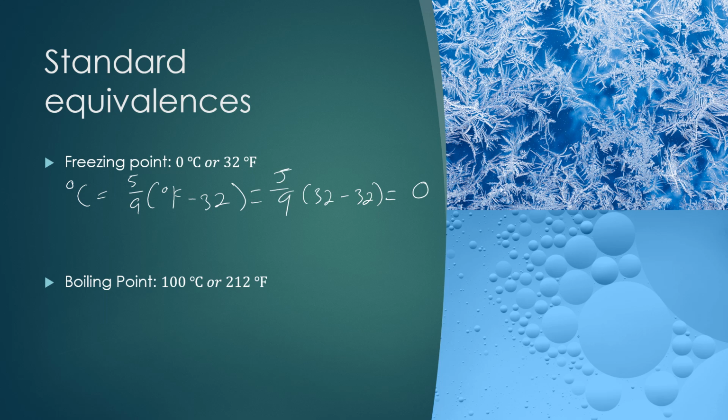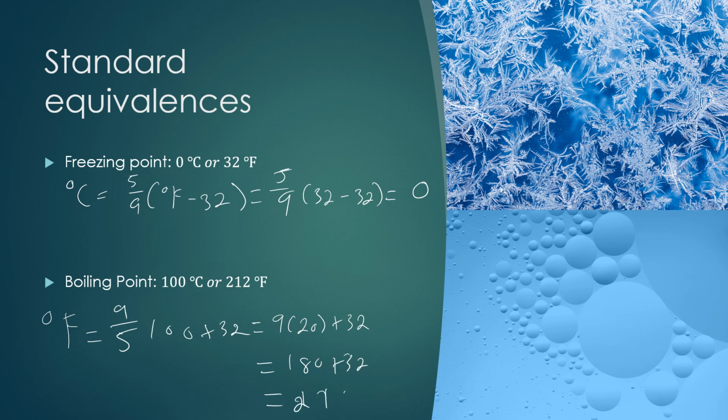The boiling point of water, however, is 100 degrees Celsius or 212 degrees Fahrenheit. If we were to look at the Fahrenheit conversion and we multiply that 100 and add that 32, 5 goes into 100 20 times. So you have 9 times 20 plus 32. 9 times 20 is 180 plus 32, which by sum is 212 degrees Fahrenheit.